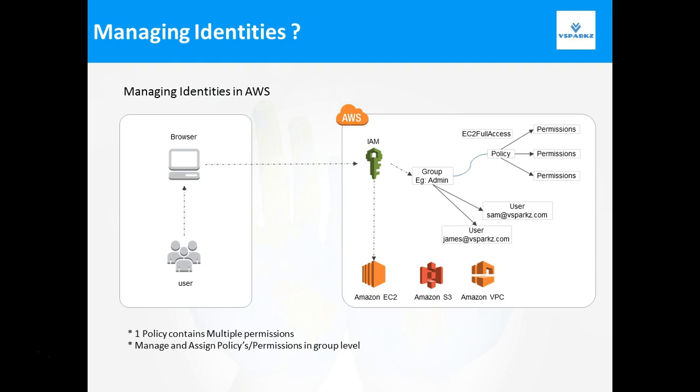You can see users, groups, policies, and permissions within AWS. You can see one policy contains multiple permissions, and we are attaching one particular policy to a group. You can also see one group contains multiple users. So these users now will inherit EC2 full access permissions.